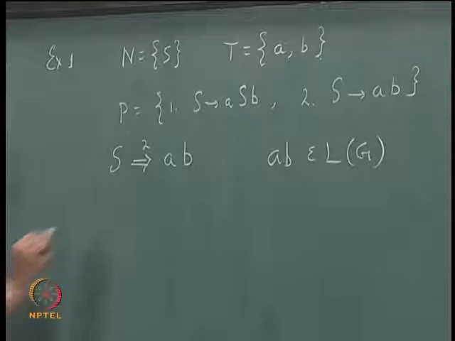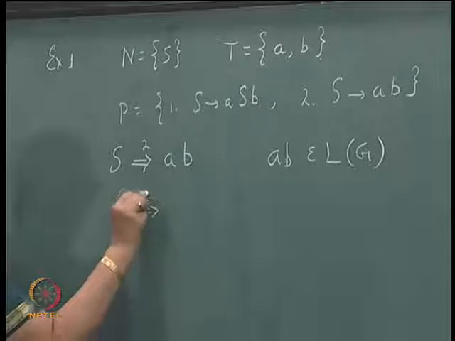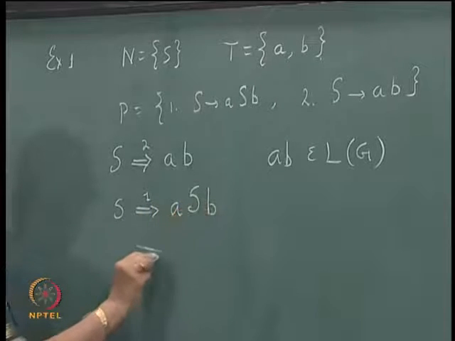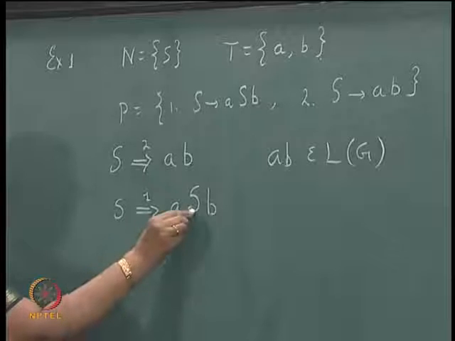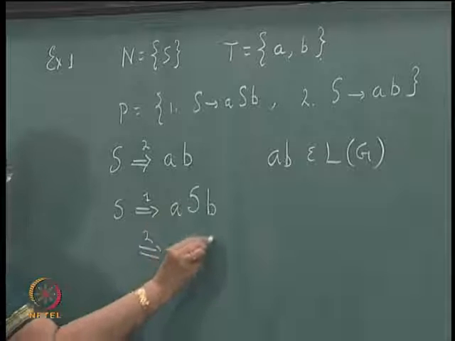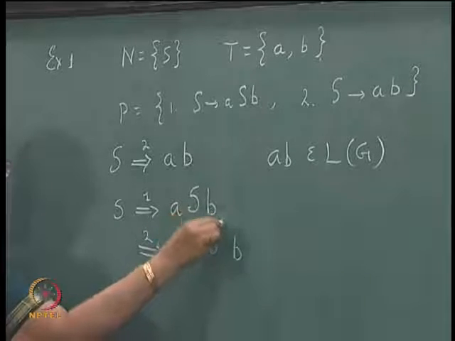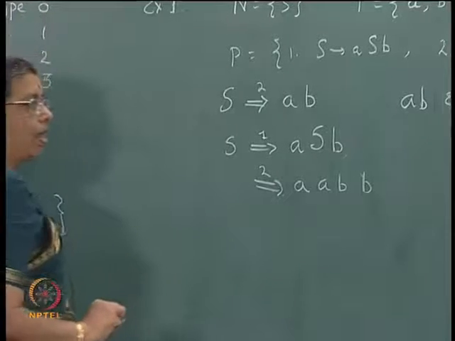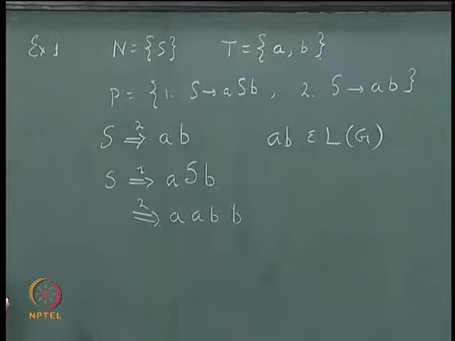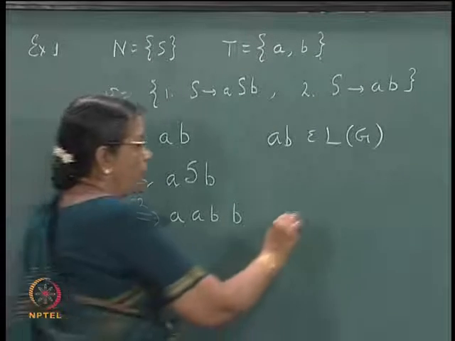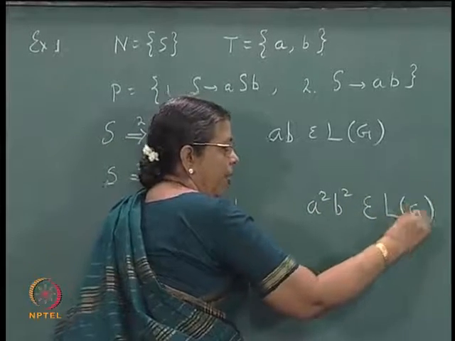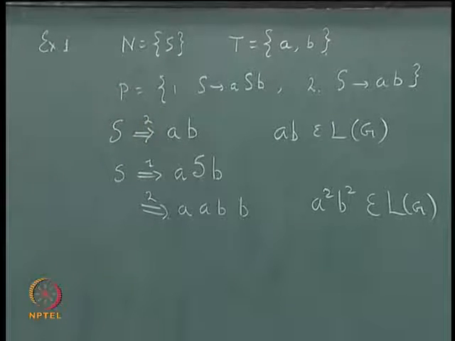On the other hand, starting from S, you can apply rule 1 and then get A S B, and then from this S you can derive using rule 2. S will be replaced by AB, this B will occur here, this A will occur here. So AABB is a terminal string which is generated by the grammar. So you have A squared B squared belonging to L of G.